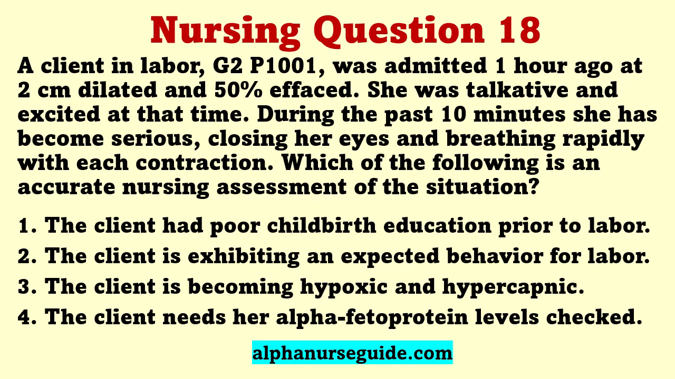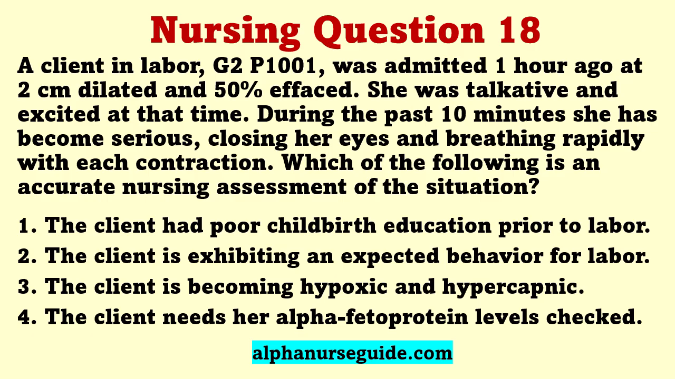A client in labor, G2P1001, was admitted 1 hour ago at 2 centimeters dilated and 50% effaced. She was talkative and excited at that time. During the past 10 minutes, she has become serious, closing her eyes and breathing rapidly with each contraction. Which of the following is an accurate nursing assessment of the situation? 1. The client had poor childbirth education prior to labor. 2. The client is exhibiting an expected behavior for labor. 3. The client is becoming hypoxic and hypercapnic. 4. The client needs her alpha-fetoprotein levels checked.